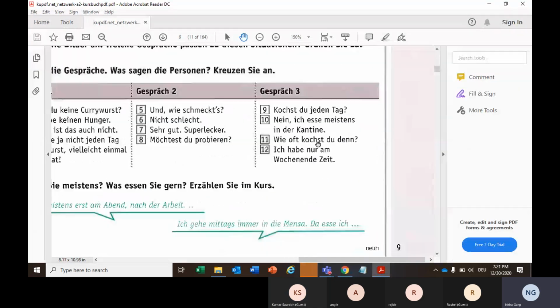Gespräch 3. Kochst du jeden Tag? Nein, ich esse meistens in der Kantine. Aber ich koche gern, wenn ich Zeit habe. Und dann kaufe ich auch gern ein, auf dem Markt oder so. Wie oft kochst du denn? So 1-2 Mal pro Woche. Ich habe nicht so oft Zeit. Wie hast du kochen gelernt? Einfach so. Ich habe einfach begonnen. Und dann hat es immer mehr Spaß gemacht. Ich habe Nudeln gekocht.